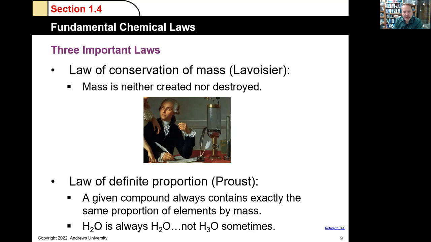And there was Proust, who came up with the idea that compounds always contain the same ratio of elements in them. So water is always H2O. It's never H3O or H3O4 or some weird thing. It's always H2O. Before that, scientists didn't have an idea.